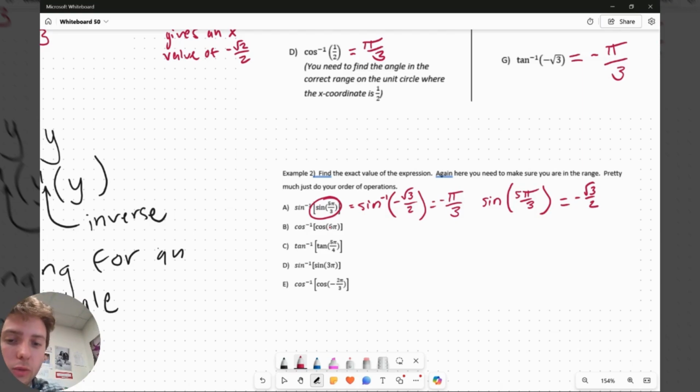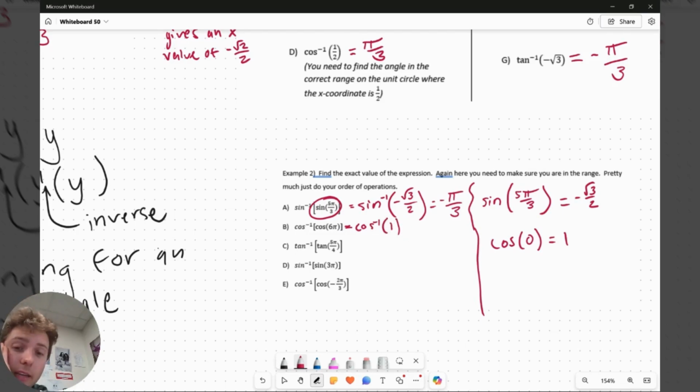Cosine of this next one, we're at 6 pi. Well, 6 pi is 2 pi, 4 pi, 6 pi. So that's just 3 circles around the unit circle. So really what we're doing there is finding cosine of 0. Cosine of 0 is just 1. So we want to know, okay, cosine inverse of 1. So cosine inverse of 1, what angle on the unit circle gives us an x value of 1? And that would just be 0 degrees.